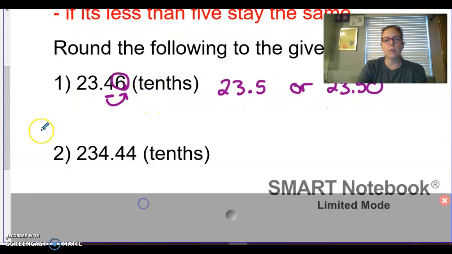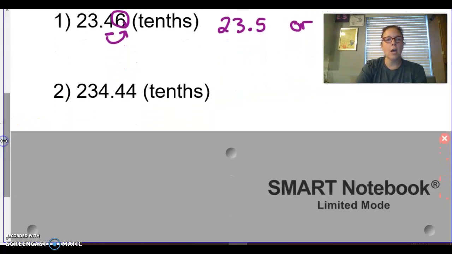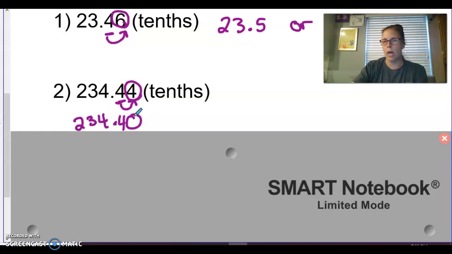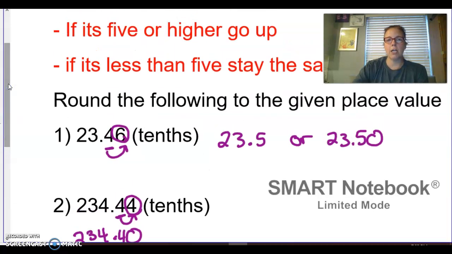Okay? Next one, 234 and 44 hundredths to the tenths. So remember, tenths is the first one to the right of the decimal. We're going to go next door. We're going to circle it. Is this number less than 5? Yes, it is. So we're going to make that stay the same. That tenths one is going to stay the same, and then we make that a 0 as well. Maybe up here we should say make these 0.